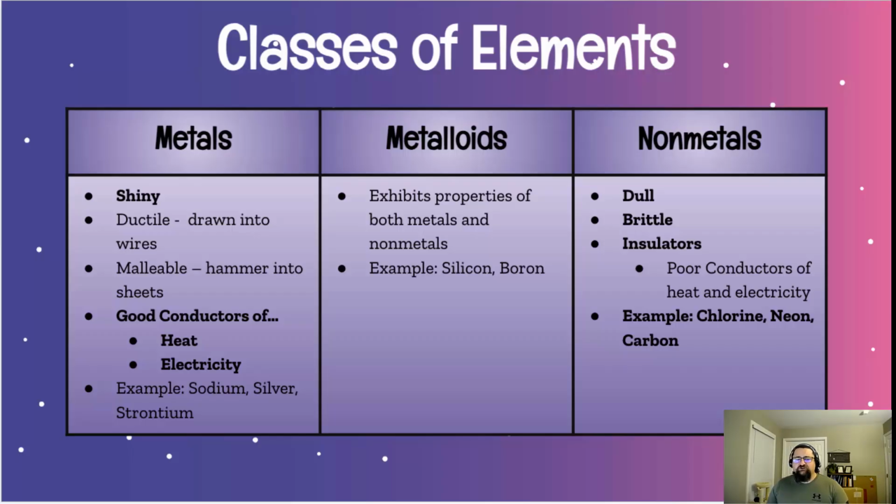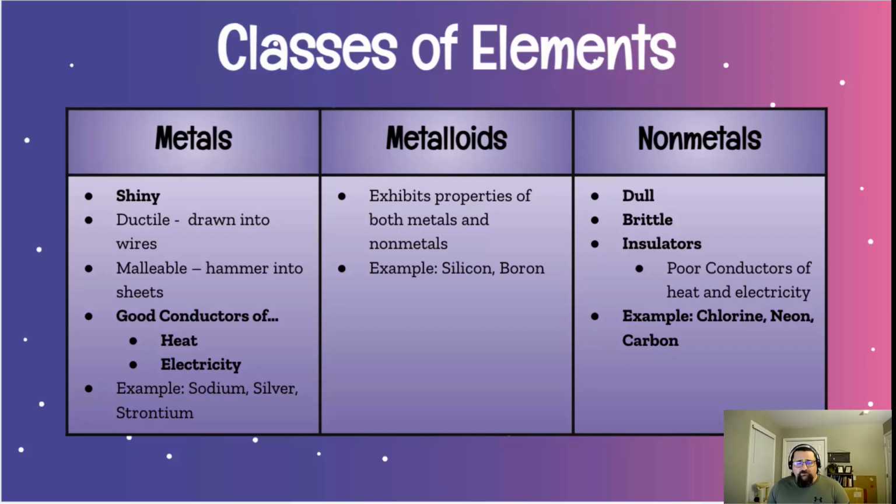And so some general properties that we're going to see. We talked about a few of these, like ductility and malleability, right? Metals are shiny, they're good conductors of electricity and heat. All right, we talked about a lot of these. Some examples: you have sodium, silver, strontium, iron, copper, cobalt, gold, lead. All these things are going to be metals.